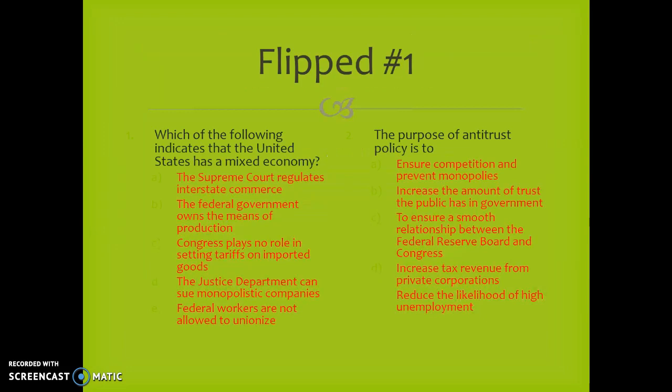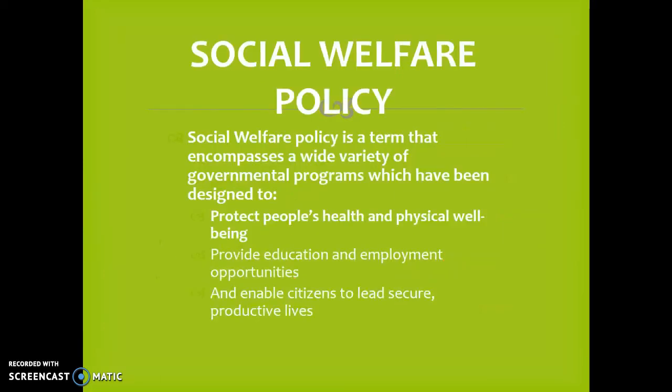So this is your first flipped assignment. It's just 2 multiple choice questions. I know the A, B, C, and D are kind of hard to see, but feel free to pause this. Your first question is, which of the following indicates that the United States is a mixed economy, meaning a little bit of socialism and a little bit of capitalism? And then your next question, the purpose of an antitrust policy is to do which of the following?